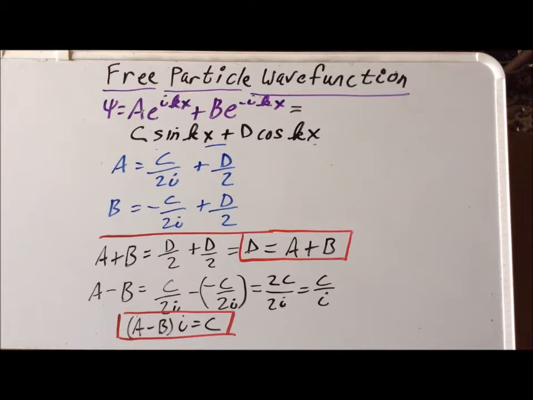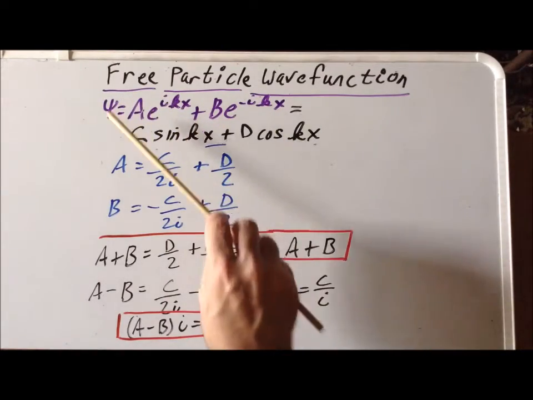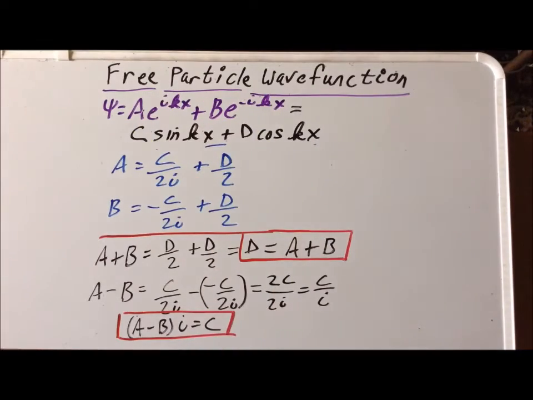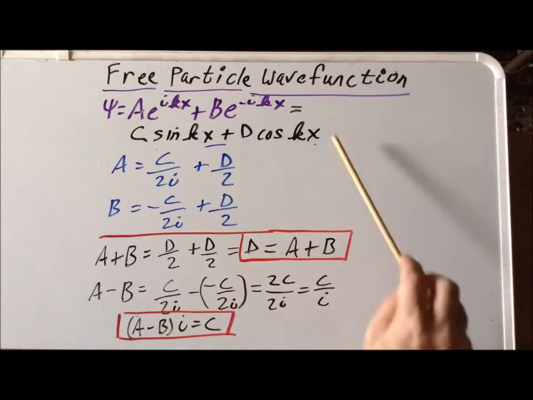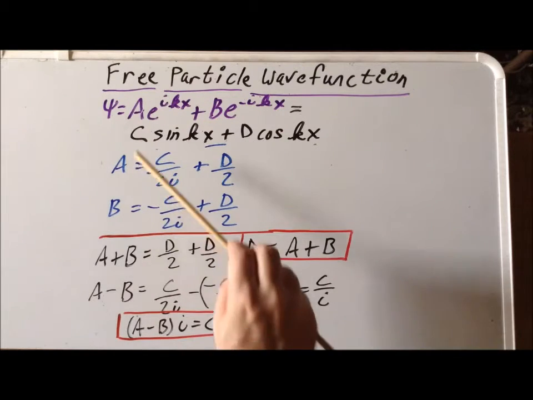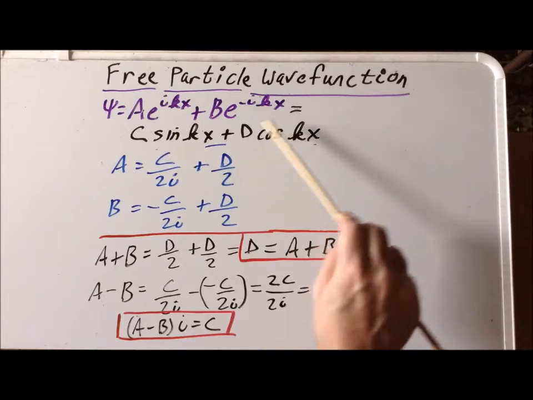So in summary, what have we accomplished? We've shown that we can take any free particle wave function that's written in an exponential form with coefficients a and b and rewrite it in terms of the trigonometric functions, the sine and cosine, with the appropriate coefficients c and d. And even more than that, it tells us exactly what these coefficients have to be if we already know what the coefficients a and b are for the exponential forms.